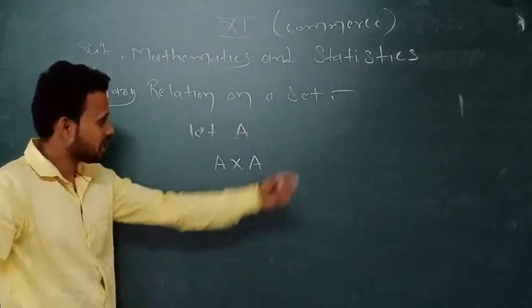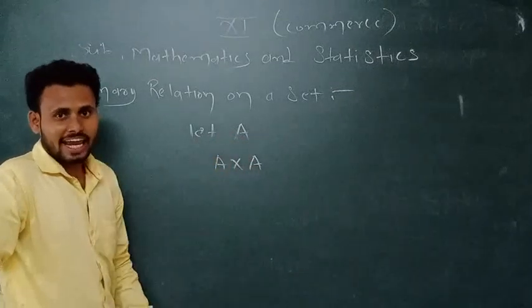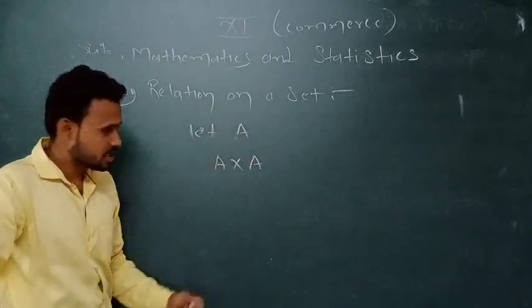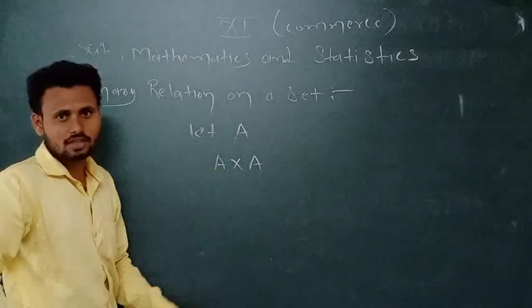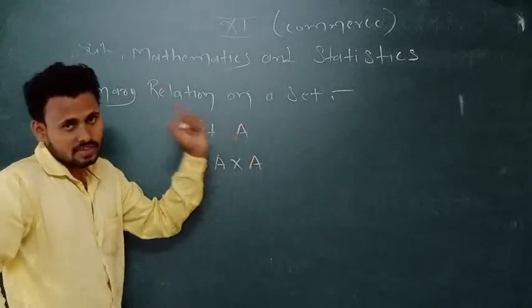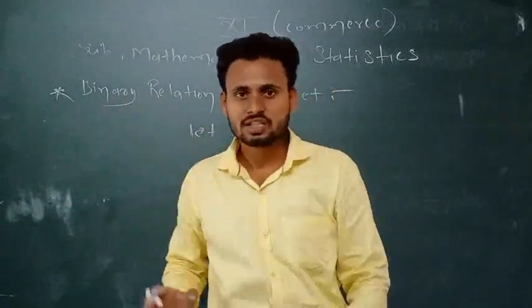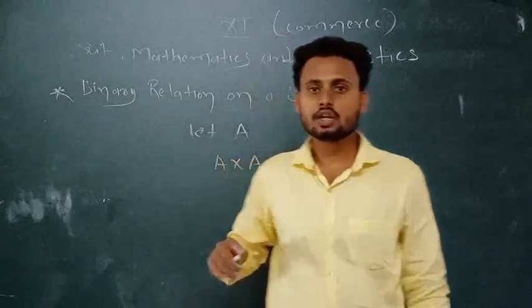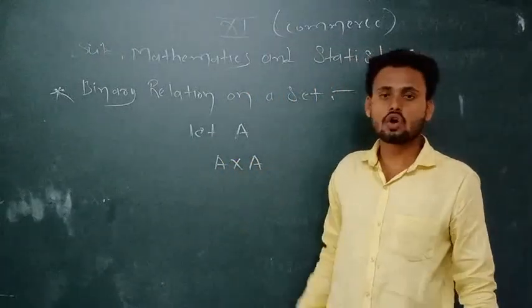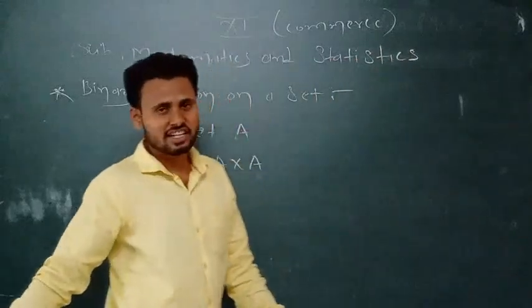Definition, I repeat once again. Let A be any non-empty set, then every subset of A cross A is called the binary relation on a set A. What is the definition of binary relation on a set? Let A be any non-empty set, then every subset of A cross A is called the binary relation on a set A.